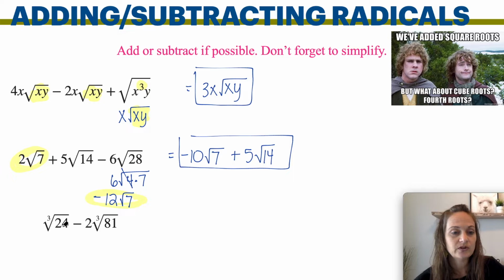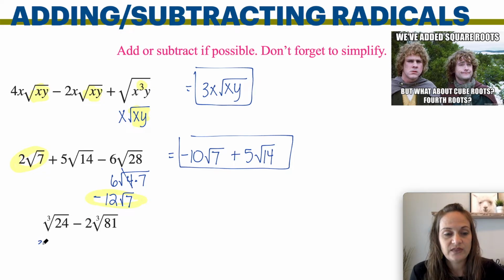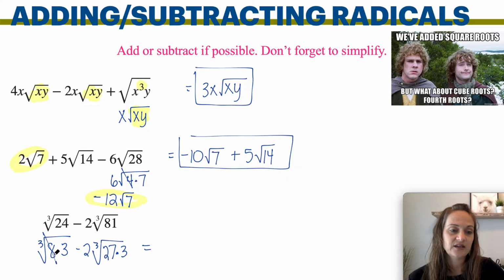Now this, you have a cube root of 24 and a cube root of 81. They are not the same radicand, but you can check and see if there's anything in common. So a perfect cube that goes into 24 is 8, and 8 times 3 will give you 24. And a perfect cube that goes into 81 is 27 times 3. So the cube root of 8 is 2 with the cube root of 3 left over. The cube root of 27 is 3, and 3 times 2 is 6 with a cube root of 3 left over.